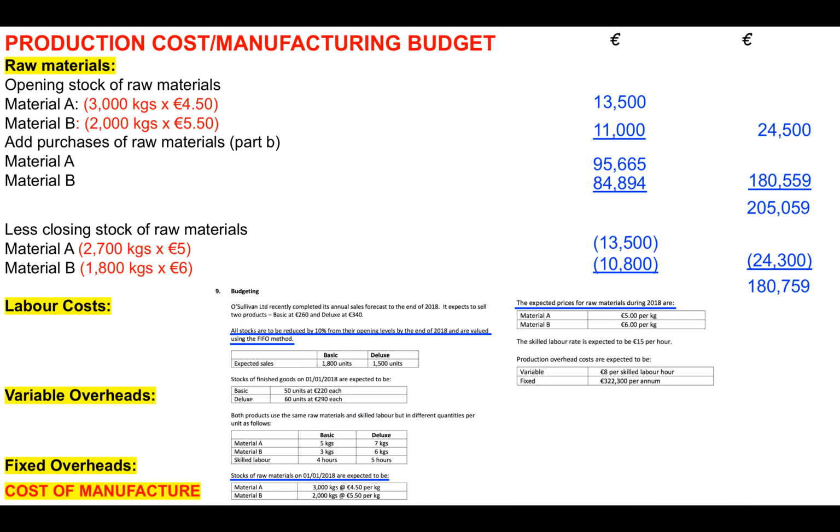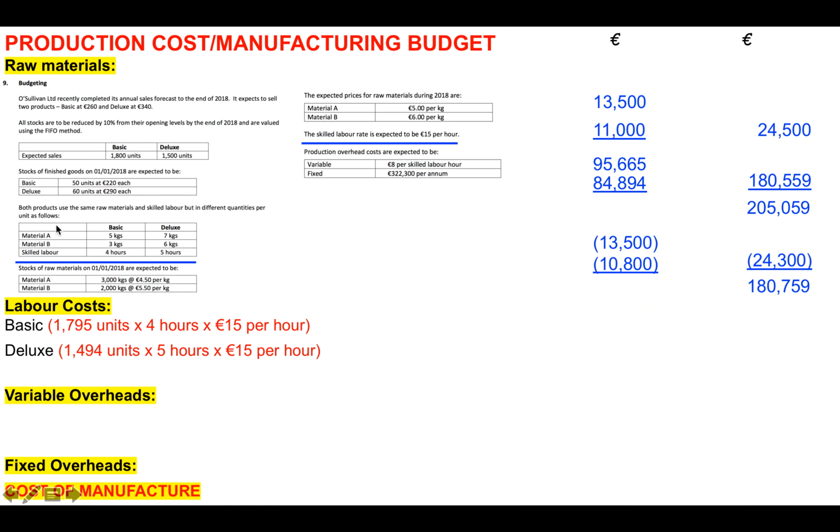Now, moving on to the labour cost. From the question, I can see that for skilled labour, I need 4 hours for basic and 5 hours for deluxe, and the skilled labour rate is expected to be €15 per hour. So I know from part A these are the amount of units that I need to produce. So 1795 multiplied by 4 hours multiplied by €15 per hour is 107,700.